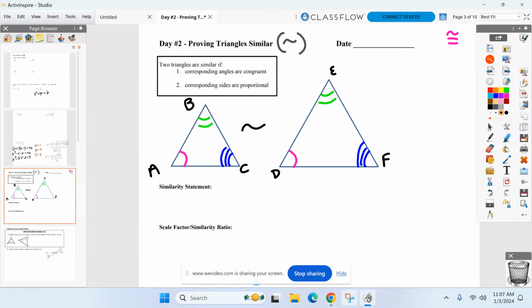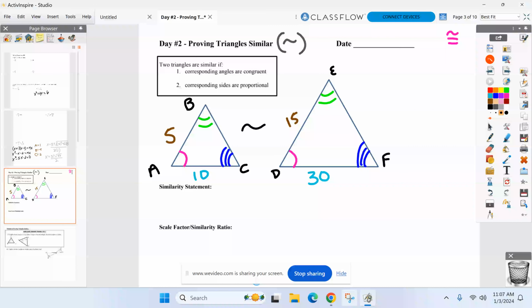Here's where things change. The corresponding sides are not congruent. Instead, this is something we talked about yesterday. The corresponding sides are in the same ratio. Here's what I mean. Let me put some numbers down for you. Let's say AB is 5. I'm going to say DE is 15. AC is 10. DF is 30.